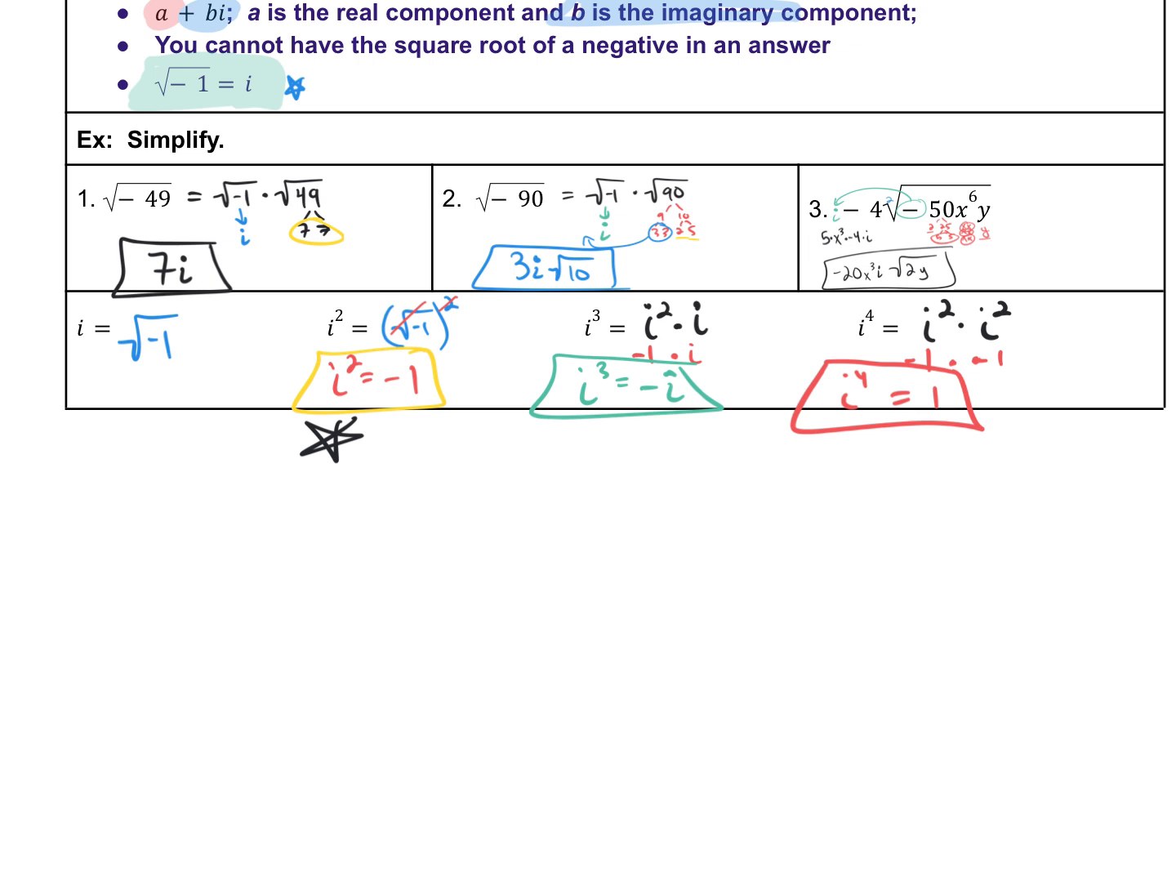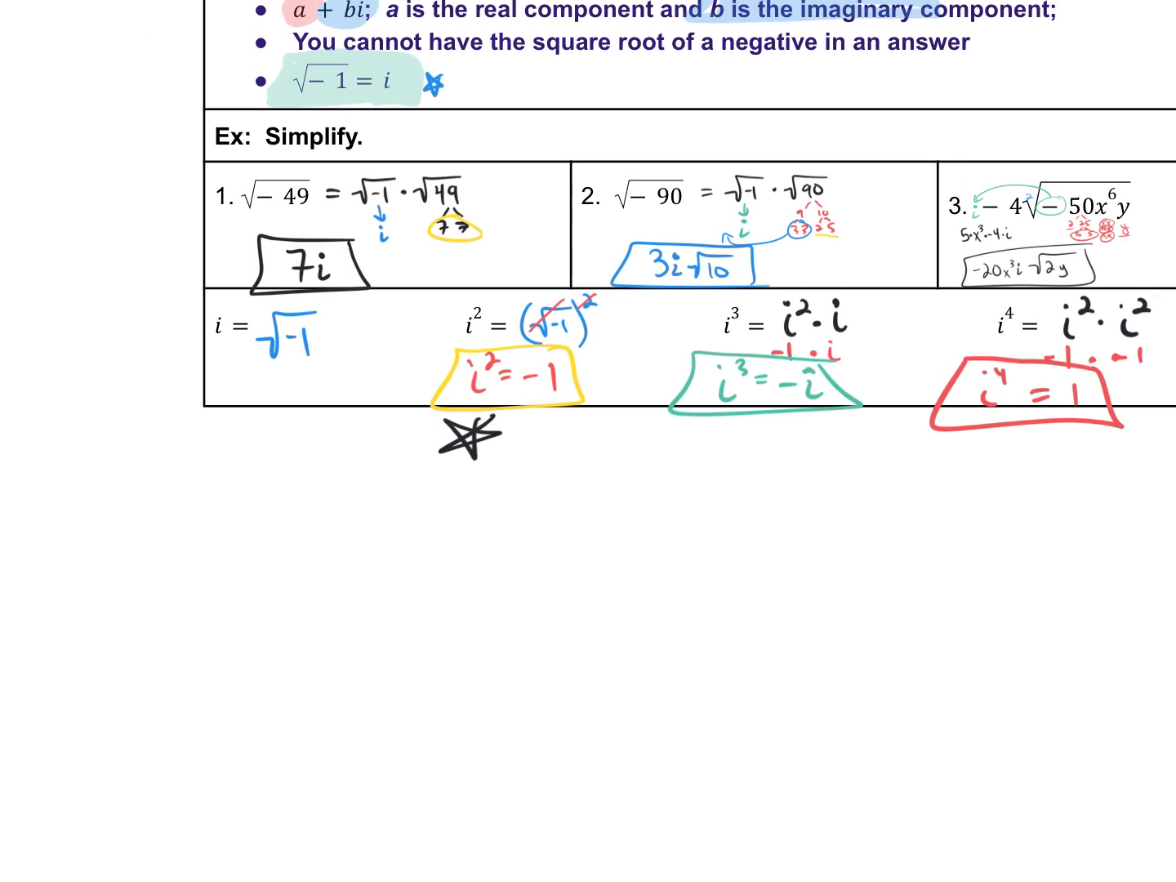Once you get to i to the sixth, that would simplify all the way down to -1, just like i to the second. So anytime we're dealing with these imaginary variables, we're always going to get one of these 4 values in the answer, either the square root of -1, which would be represented just by the i. So as we look at it, i we would just always keep as i. i squared is -1. i to the third is -i. i to the fourth would be a +1.